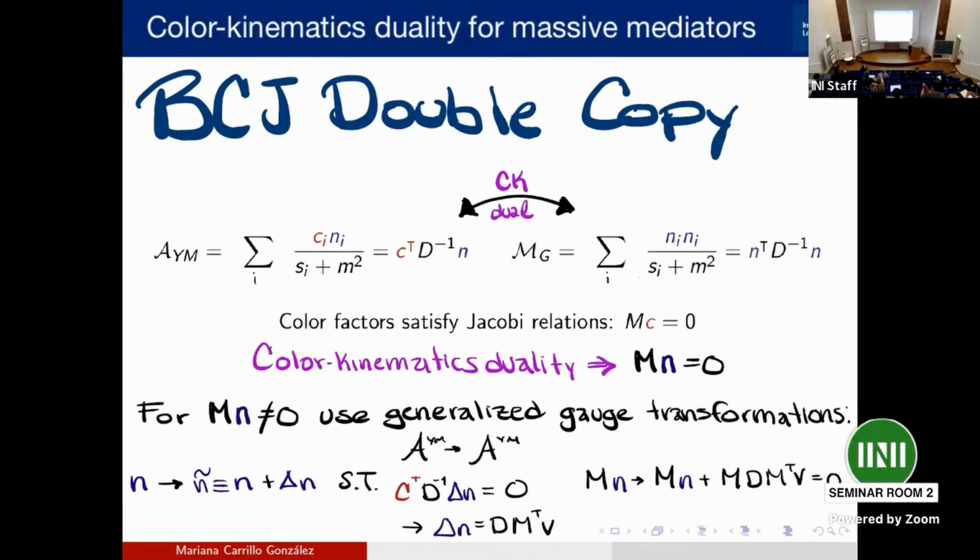Yes, I think every delta n that will leave the amplitude invariant will have some arbitrary vector that does that. Yeah. The question is if you can actually find this vector and then invert the relation. So, yeah.